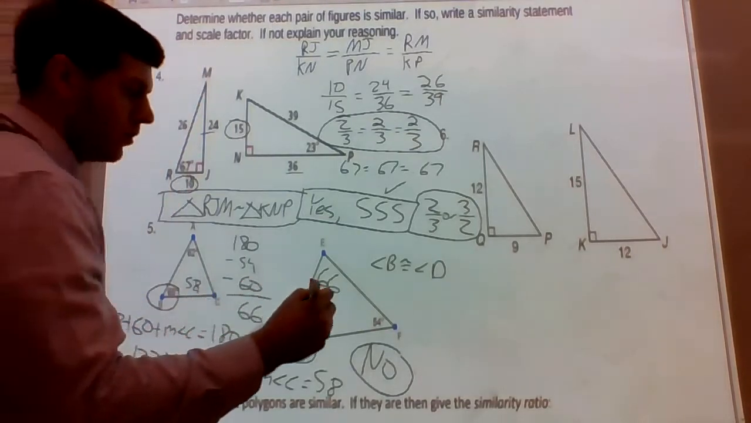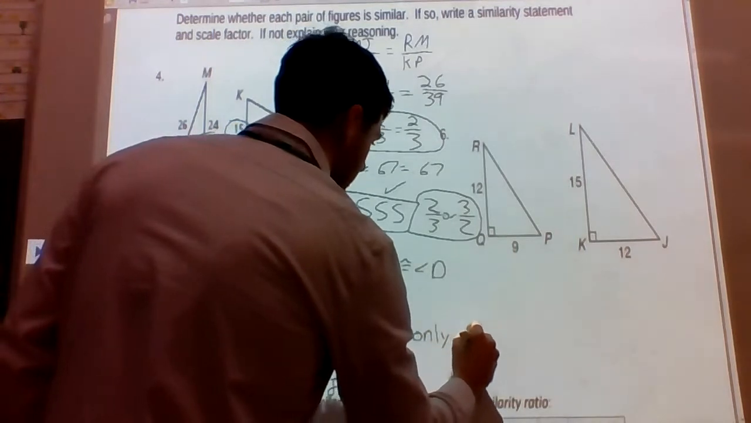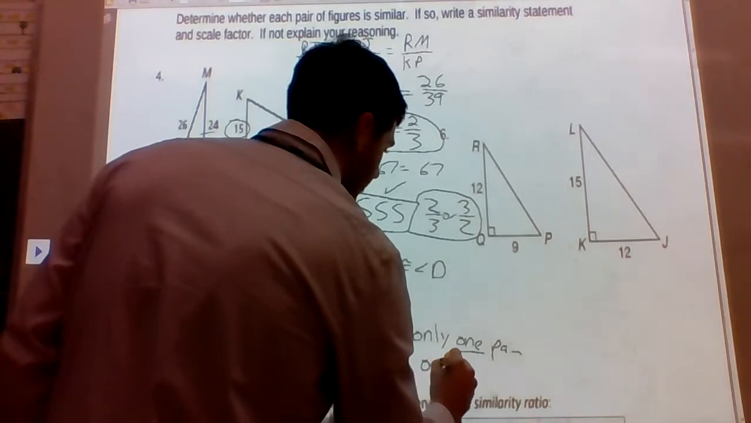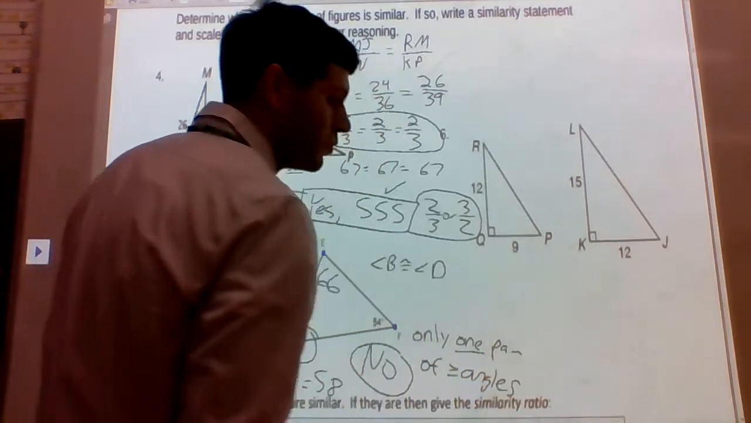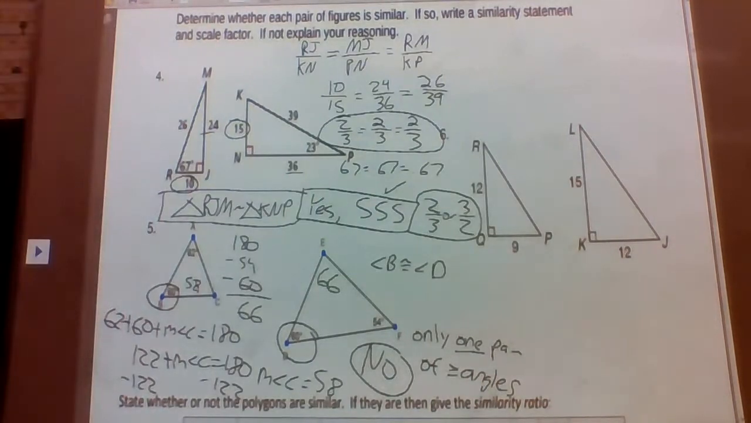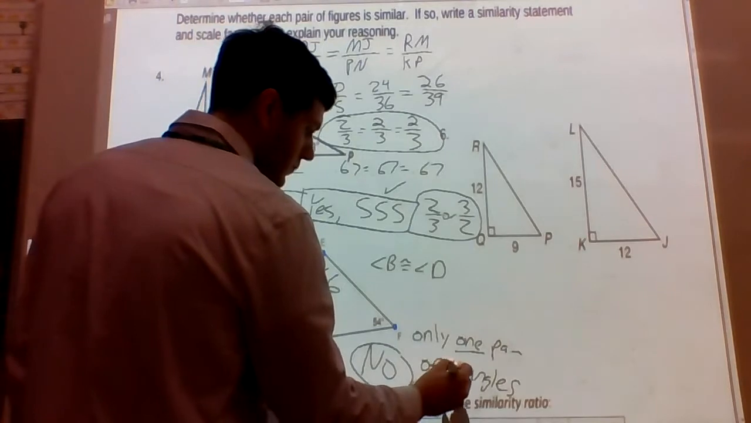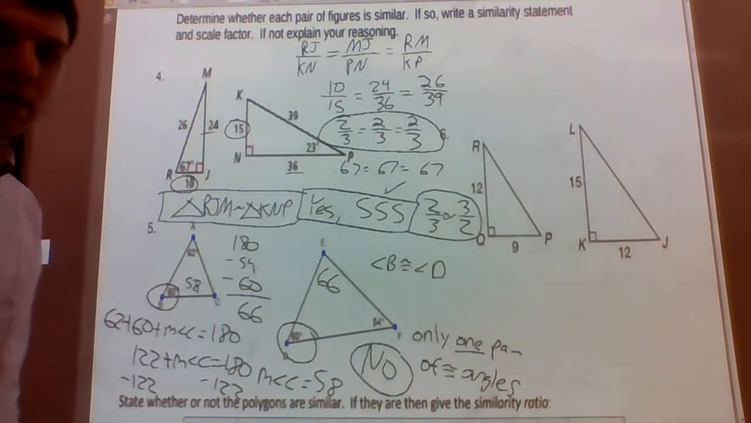Explain your reasoning. Only one pair of congruent angles, right? We need at least two. Only one pair of congruent angles.